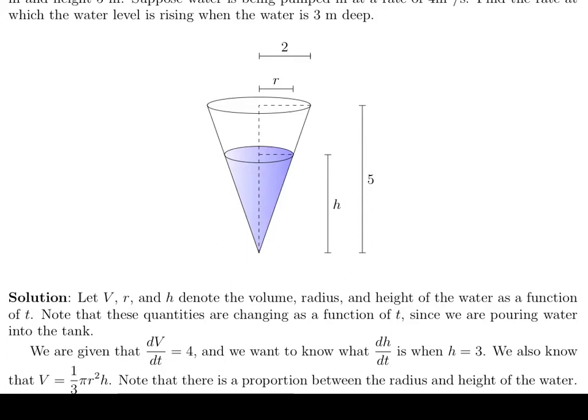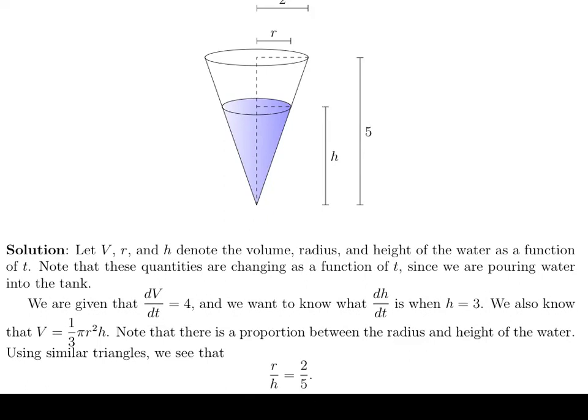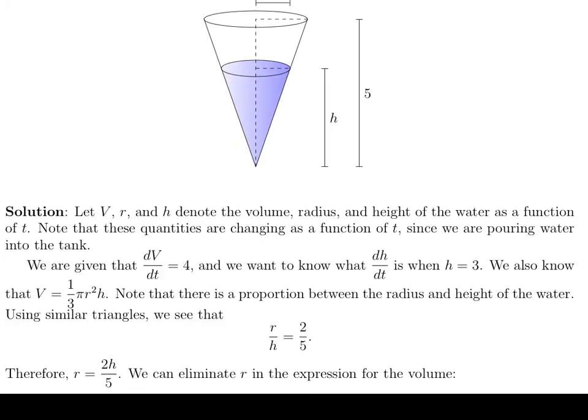Now we should note that there is a proportion between the radius and the height of the water. And we're going to use that to help us eliminate a variable. So we should be able to see that r over h is equal to 2 over 5. Those are the proportions of the radius and the height of the water versus the radius and the height of the tank. This proportion has to be equal because there are similar triangles here. So we can use this to solve for r. r is equal to 2h over 5.